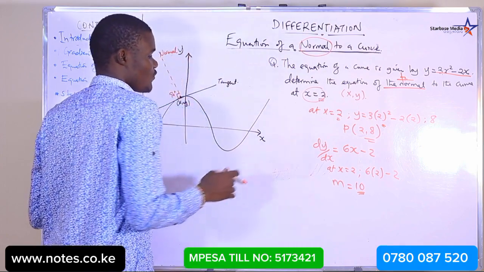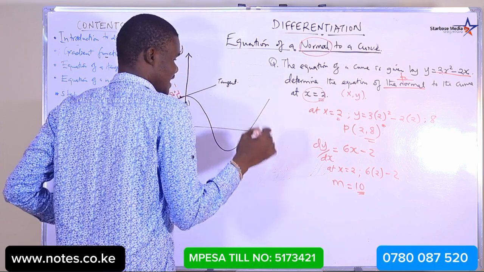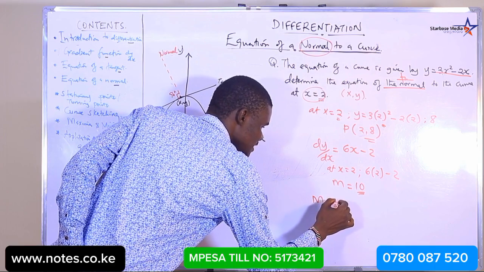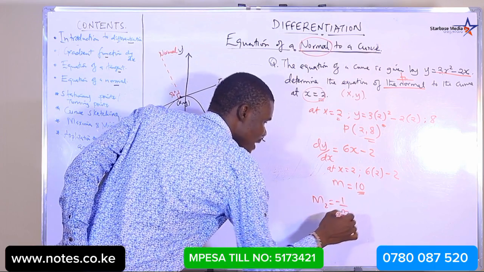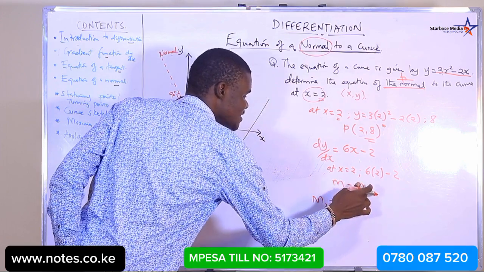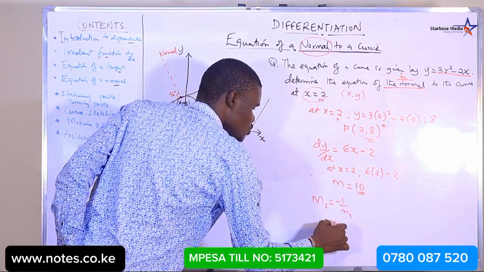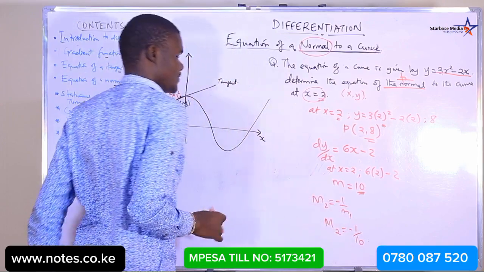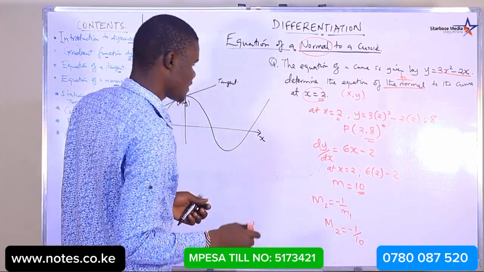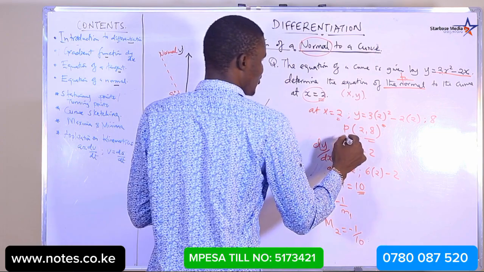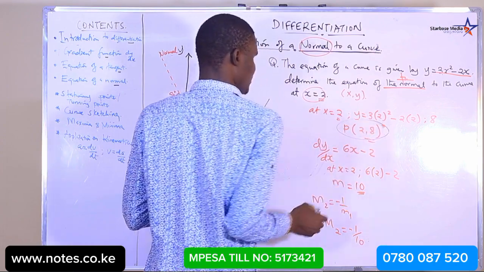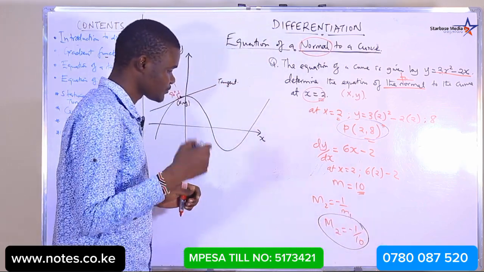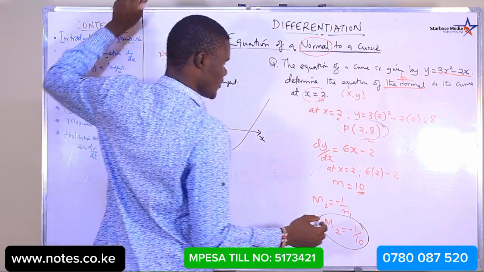So for me to get the gradient of the normal, which is m2, I'm going to get the negative reciprocal of m1. So if my m1 is 10, therefore my m2 will be the negative reciprocal of that, which is negative 1 over 10. So because I have a point now and I have a gradient, what I can now do is to form the equation.